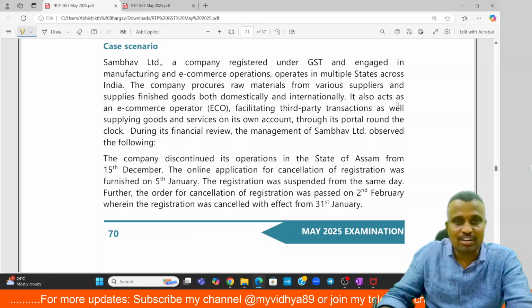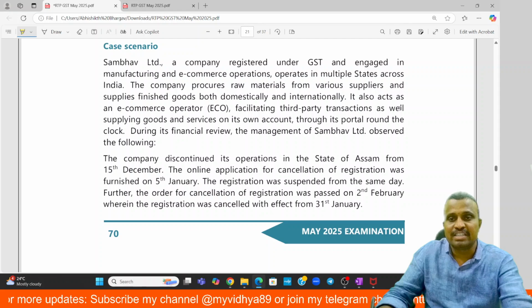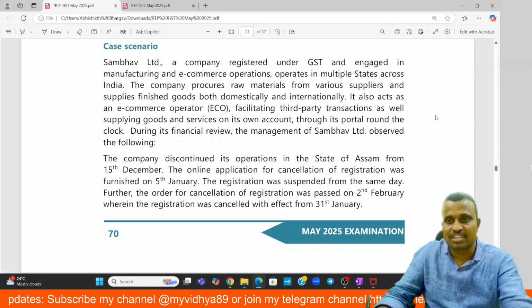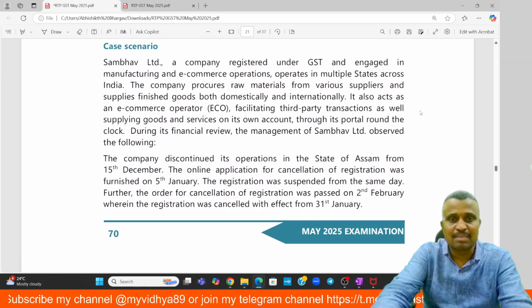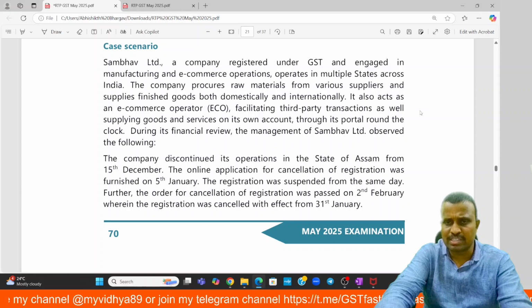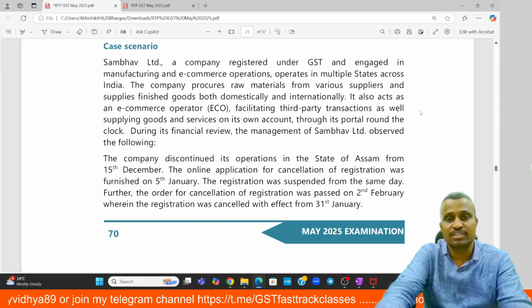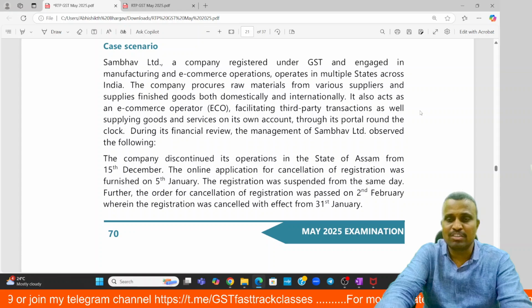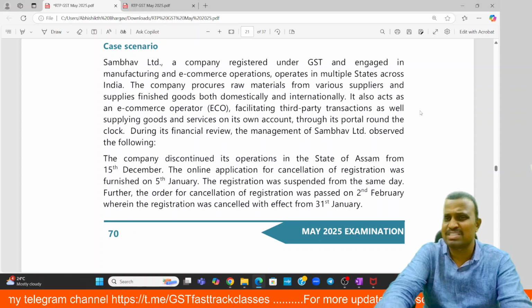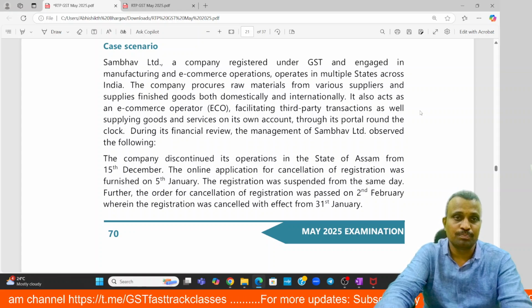It also acts as an e-commerce operator, facilitating third-party transactions as well, supplying the goods and services on its own account through its portal round the clock. During its financial reviews, the management of Sambhav Limited observed the following. They just explain what they do.